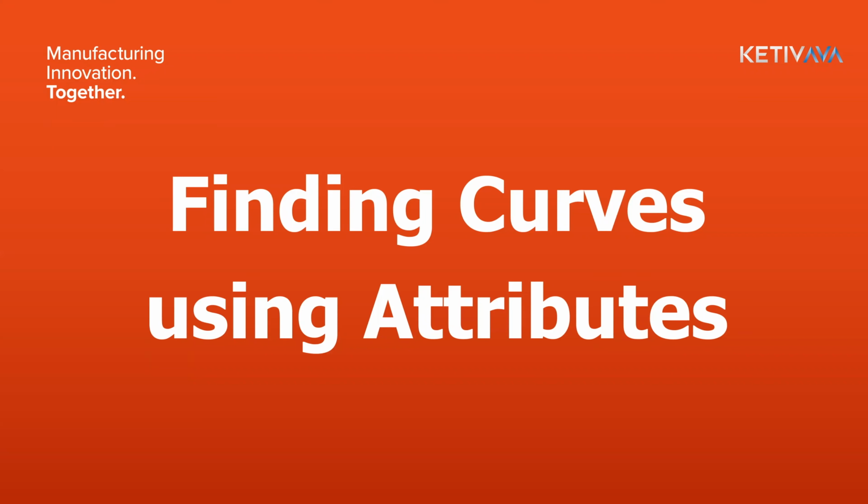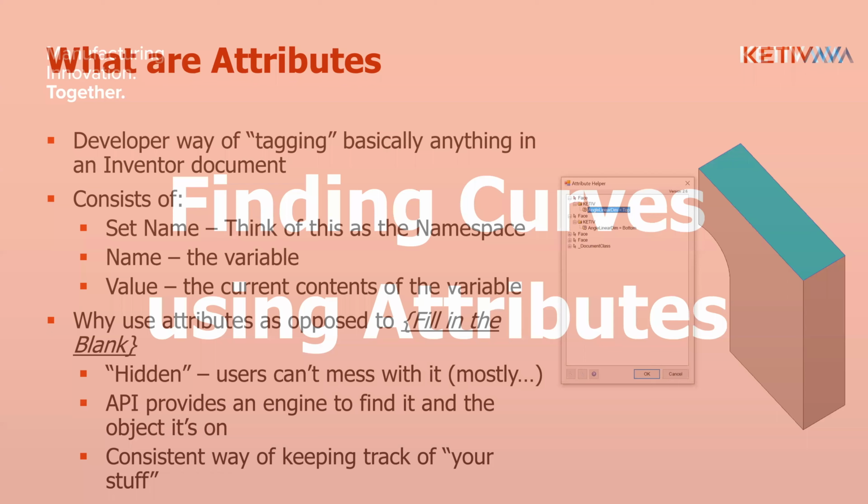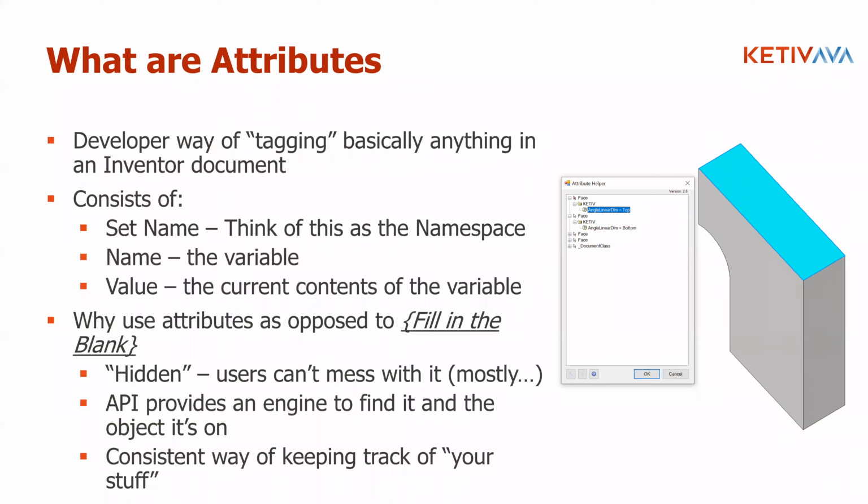So, all right, first let's talk about finding curves using attributes. And really it's more than just finding curves. It's finding objects in your part or assembly model to get the drawing curves from, okay? So what are attributes? Let's talk about that first. They're a developer's way of tagging basically anything in an Inventor document.